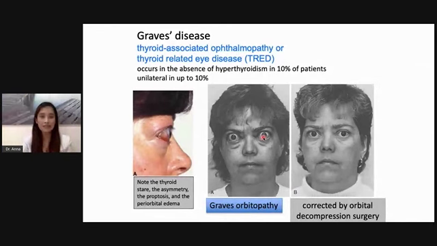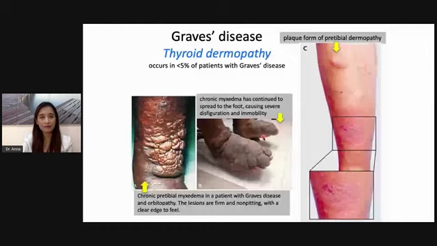How about in the skin? This is a rarer manifestation of your Graves' disease. This is called thyroid dermopathy. It occurs in less than 5% of patients with Graves' disease. This is a very severe kind already. Usually, they just look like this.